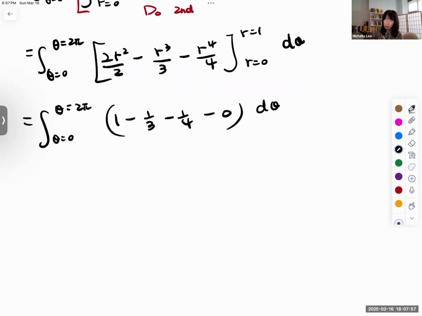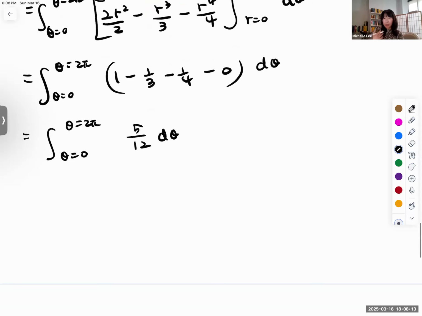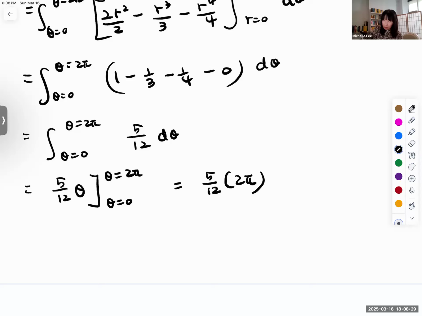Okay, then what do you get? We calculate everything. So 5 over 12. So 5 over 12 d theta. Then we integrate with respect to theta. So there will be 5 over 12 theta. We want to evaluate from 0 to 2 pi. Okay, so 5 over 12 times 2 pi minus 0, right? Okay, simplify. So we have 5 pi over 6.